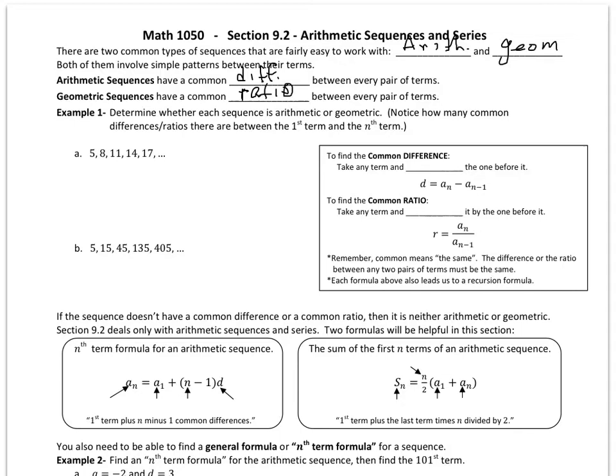Now, the first thing you do is determine which is an arithmetic and which is a geometric sequence. So again, you just know how many common differences or ratios there are between the first term and the nth term. So in part A, we go from 5 to 8 to 11 to 14 to 17. Does it look like a common difference or a common ratio? Ratio. Yeah.